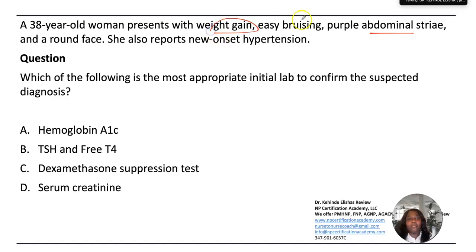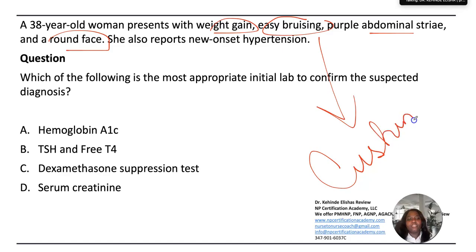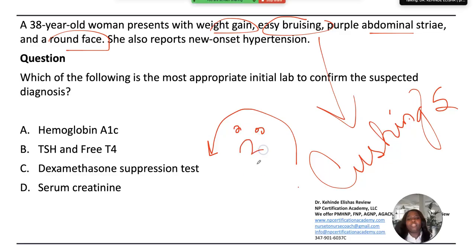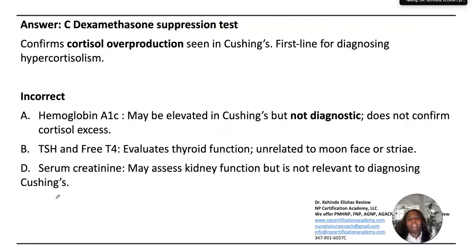Abdominal striae, weight gain, easy bruising, round face. What are you suspecting? What is Cushing's disease? Okay, now that we have that in order, it's easy for us to pick an answer. Dexamethasone suppression test. C, final answer. We know it's not hemoglobin A1C, it's not TSH. We saw the relevance of this just now. We know it's not serum creatinine, that's about the kidney.